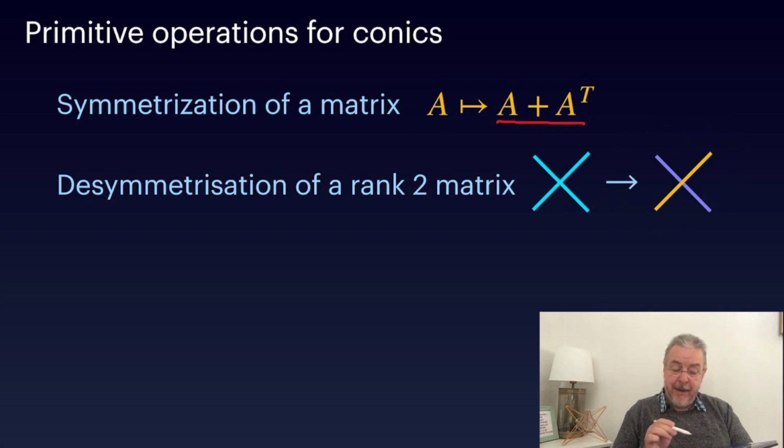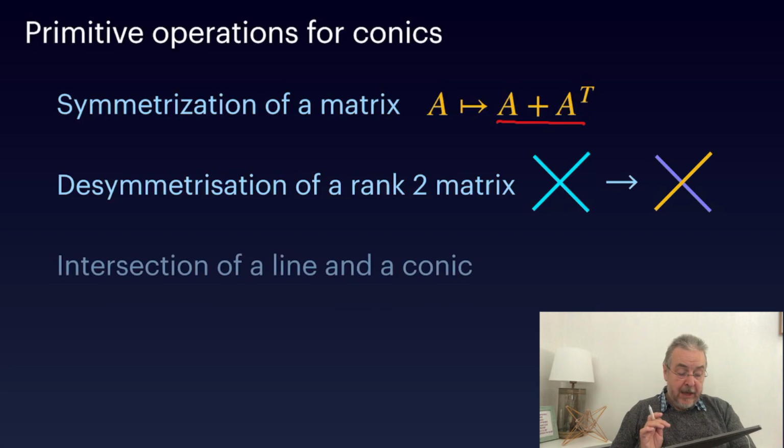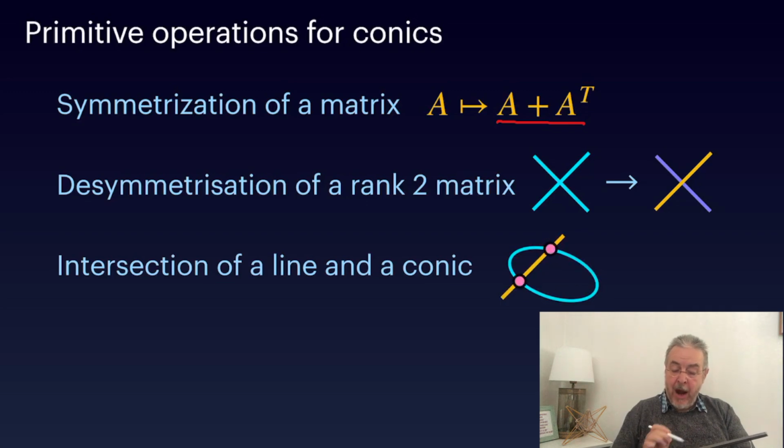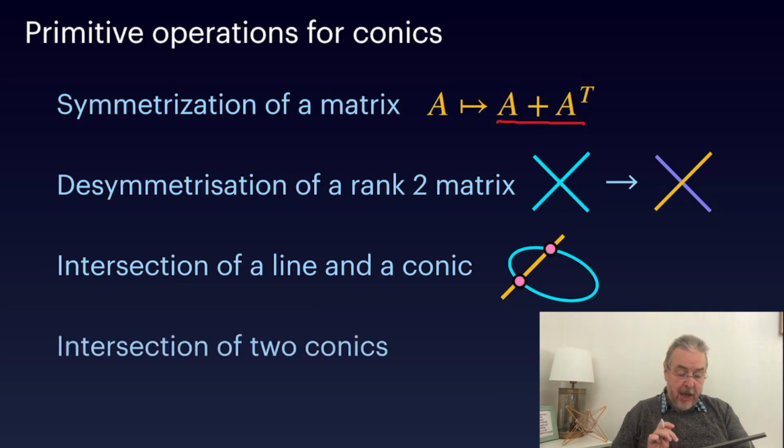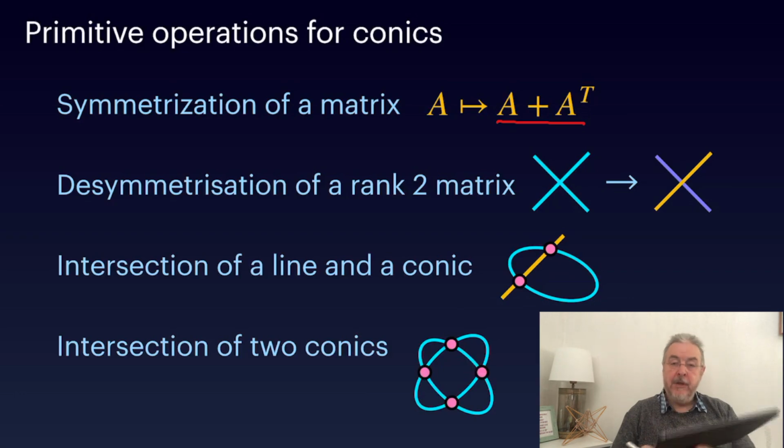So I give you a symmetric matrix A and you want to get two homogeneous coordinates of the lines consisting of this rank 2 matrix. This is one operation, and we will see this is a crucial sub-operation for the other operations I want to present you. The next operation we will deal with is the intersection of a line and a conic. So I give you a conic and a line, and I ask you, where are the 2 points of intersection? And even a little bit more complicated, I give you 2 conics, and I ask you, where are the 4 points of intersection here?